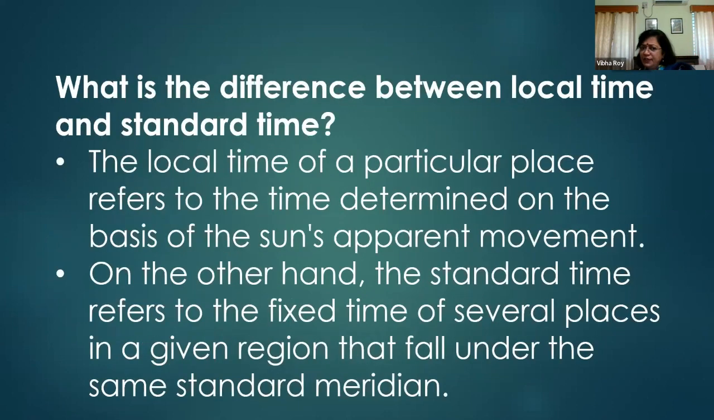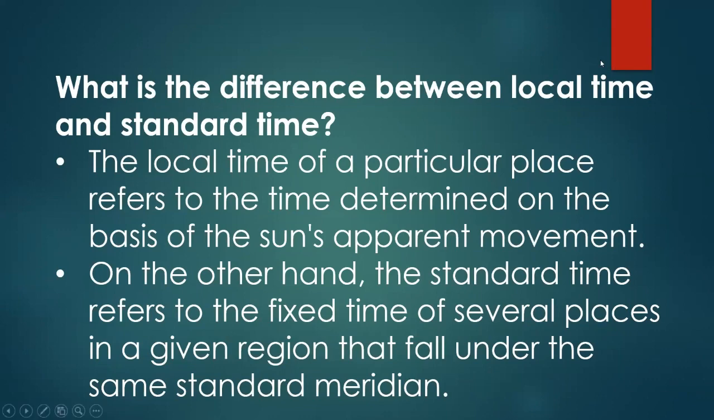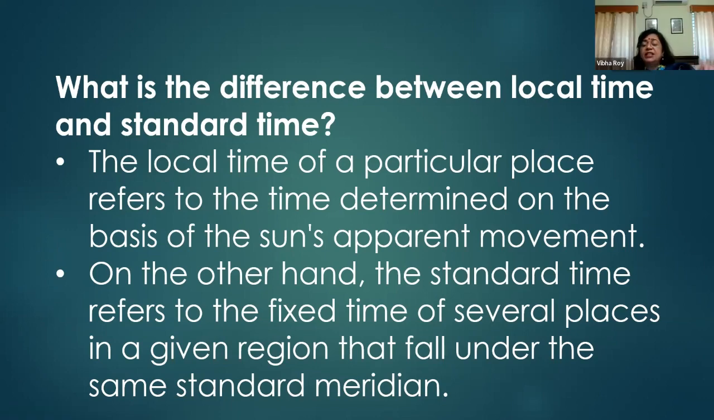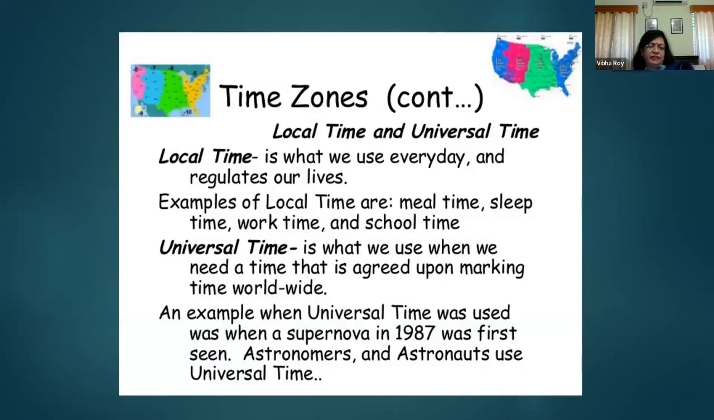So what is the difference between local time and standard time? This is another question which they have to face. The local time of a particular place refers to the time determined on the basis of the sun's apparent movement. So when the sun is directly overhead, that is 12 noon, the local time of that place. On the other hand, when we calculate the time of a place based on the standard meridian, that is the standard time. So there may be a difference between them.